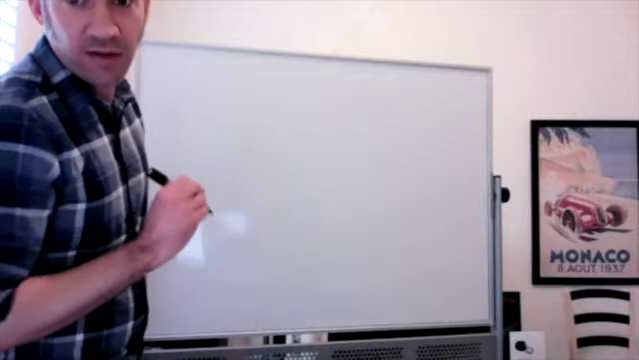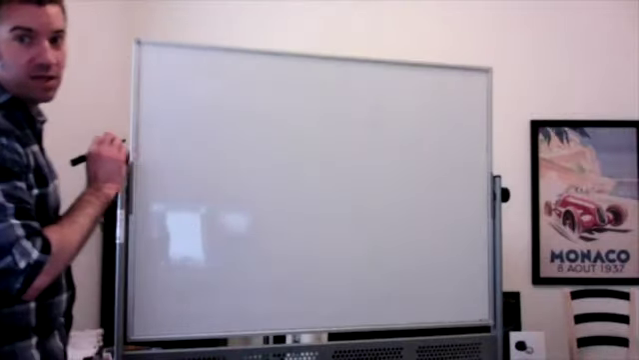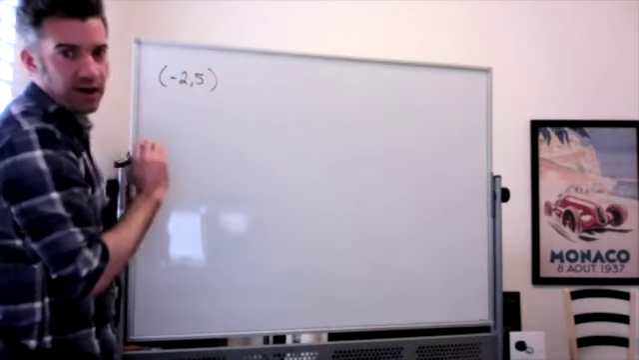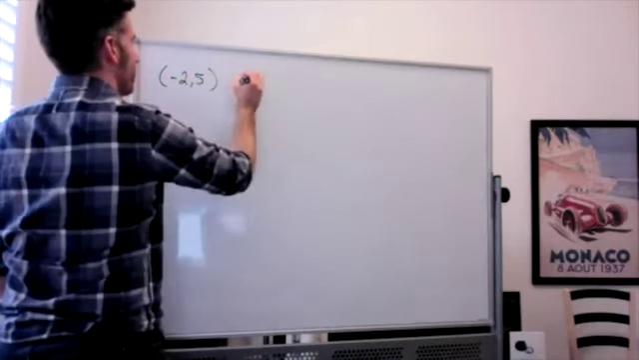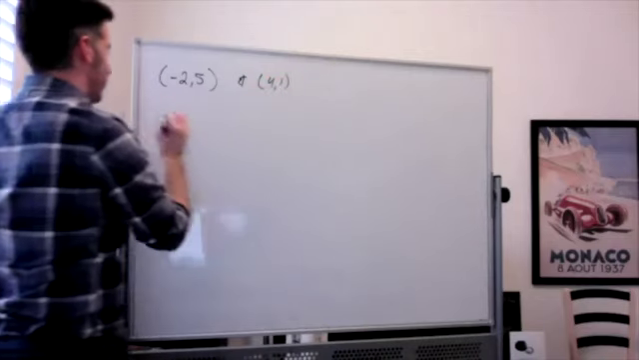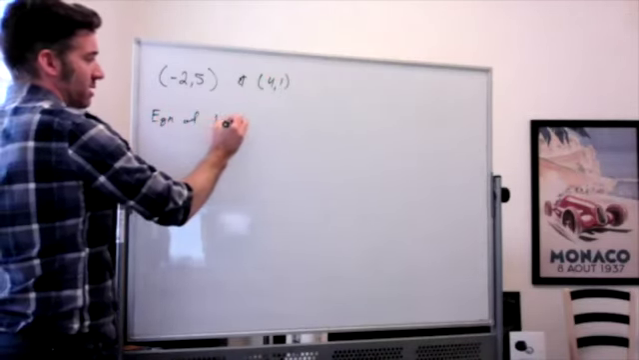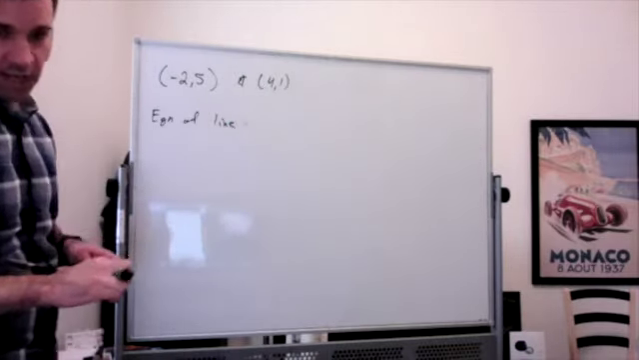So, find the equation of the line passing through these 2 points. The equation of the line passing through the points -2, 5 and 4, 1. For the equation of a line, and this is generally true any time you're trying to find the equation of a line, you need two things.